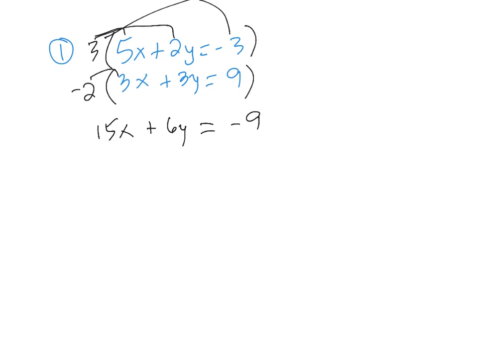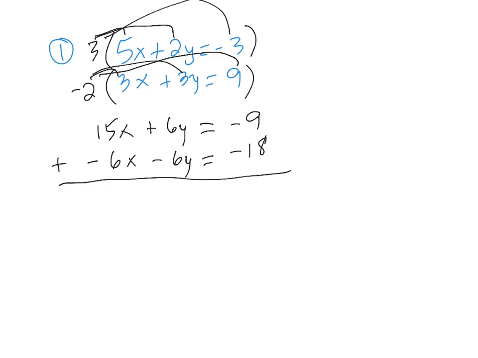Now the bottom, negative 2 times 3 is negative 6x. Negative 2 times 3 is negative 6y. And negative 2 times 9 is negative 18. Now we are ready to combine them by adding. 15x plus negative 6x is 9x. 6y plus negative 6y cancels out, which equals negative 9 minus 18 is negative 27.